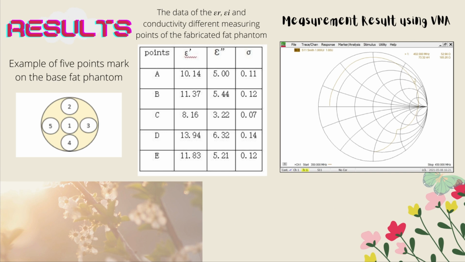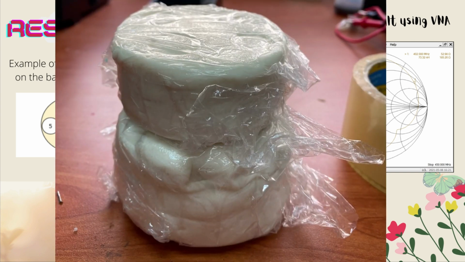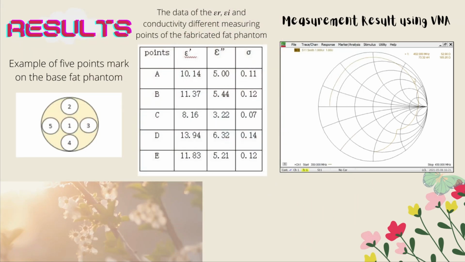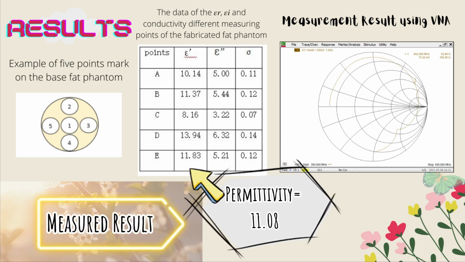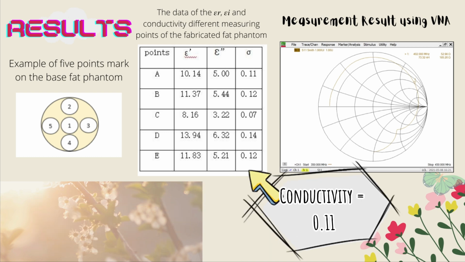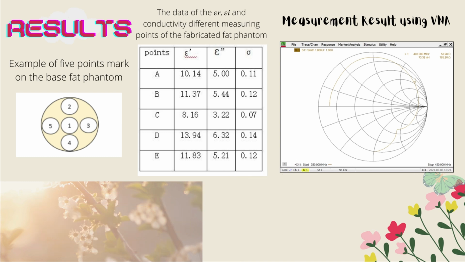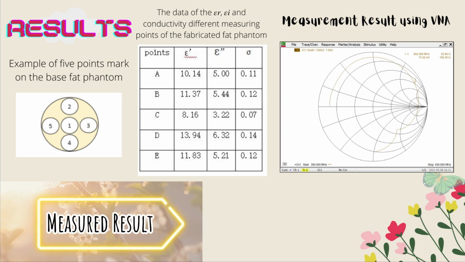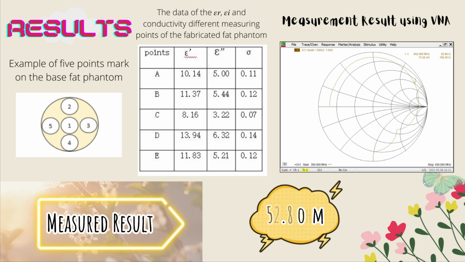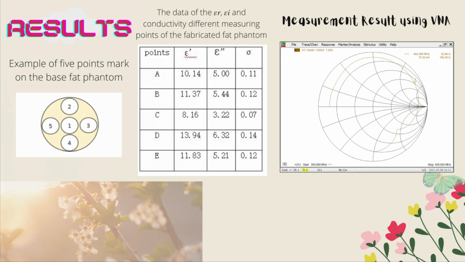For the measuring of input impedance in fat phantom, 2 phantoms are needed and hence there will be 10 measurement points. The first picture shows the 5-point mark on the base of a phantom. Based on the measurement of dielectric constant, the average for the permittivity is 11.08 and the conductivity is 0.11. And the result for the measurement of input impedance of NMHA in human fat phantom is 52.98.